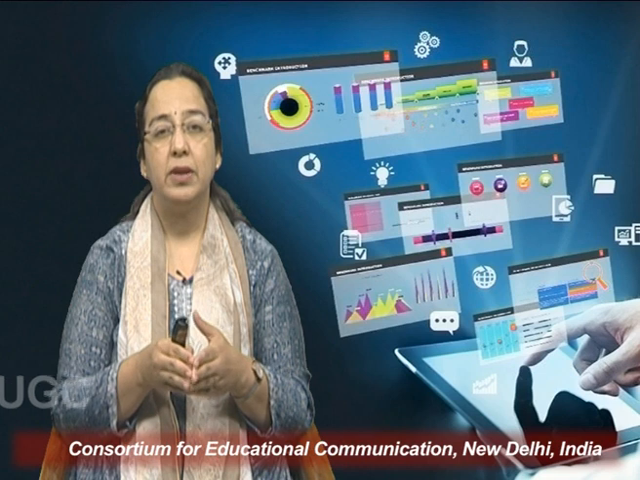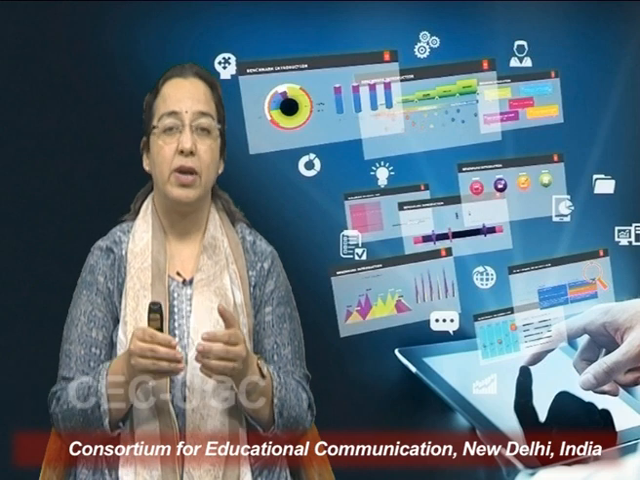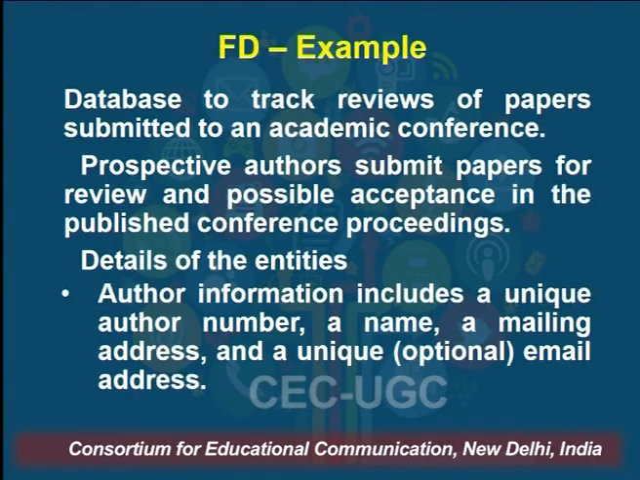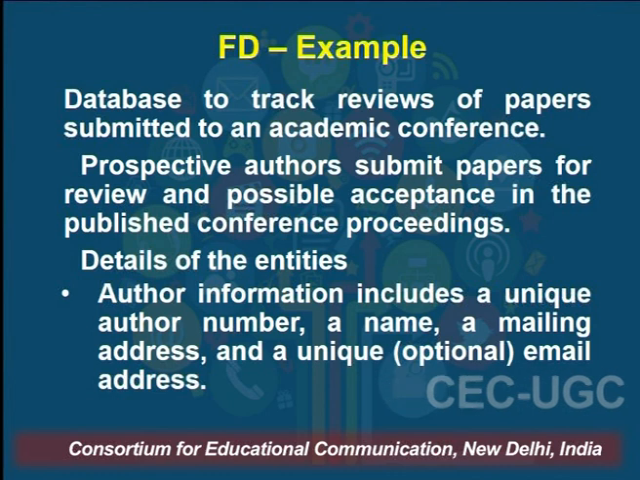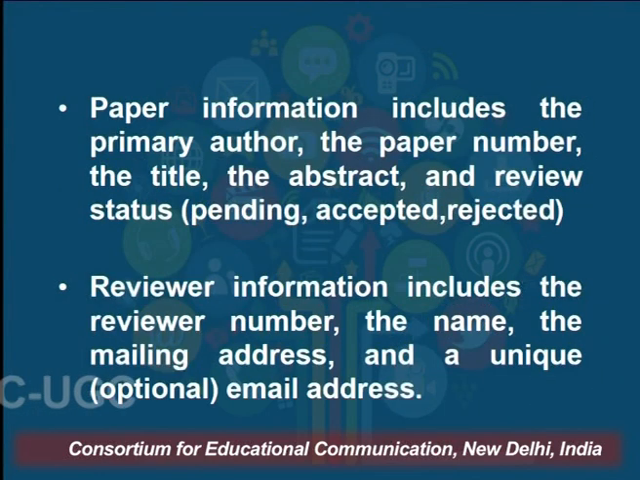Then there are the details of entities. For example, the author entity has an author number, name, mailing address, and an optional emailing address. The paper entity includes the title, the abstract, the review status, which could be pending, accepted or rejected, and the paper number, which is assigned by the conference. It also has its primary author and so on.